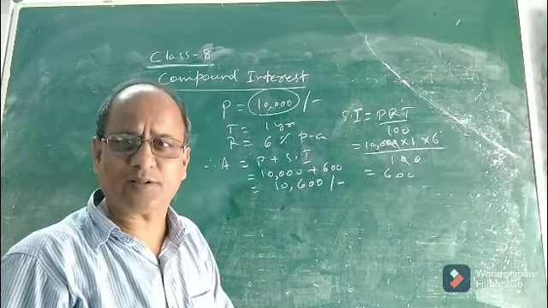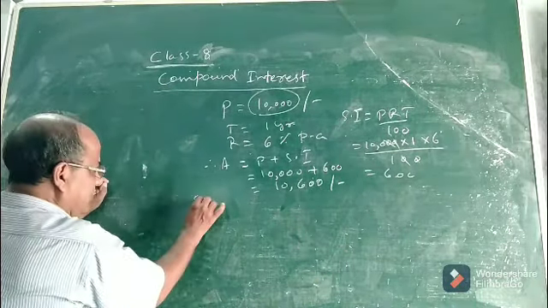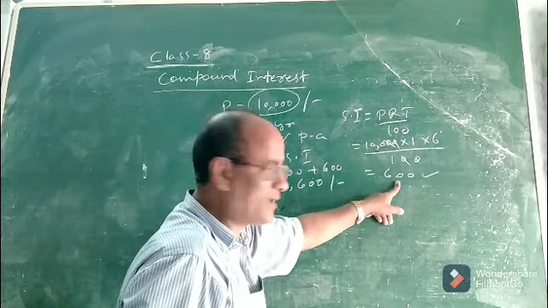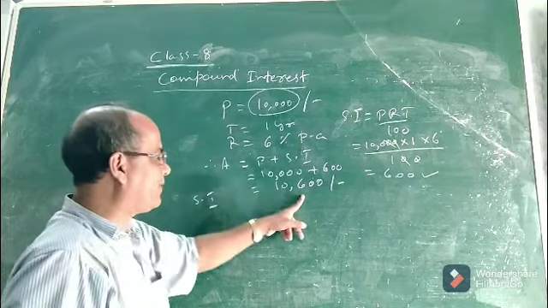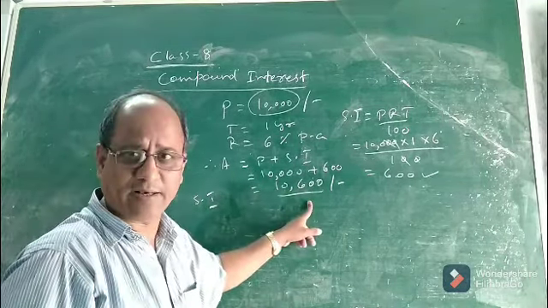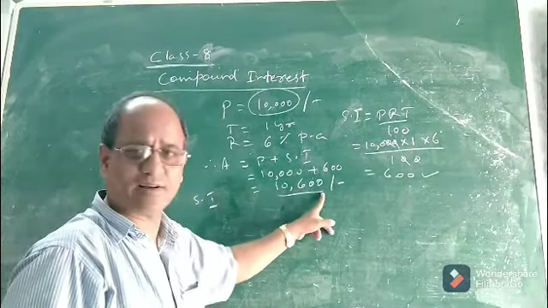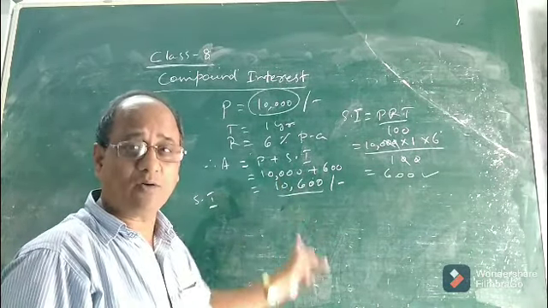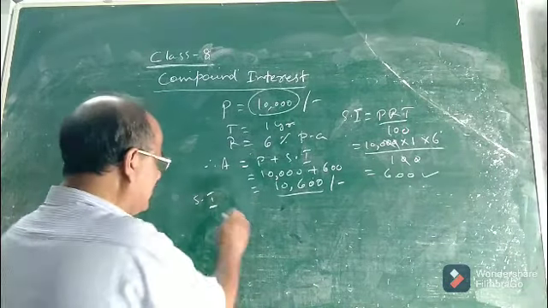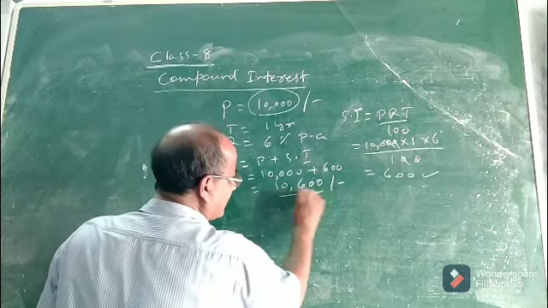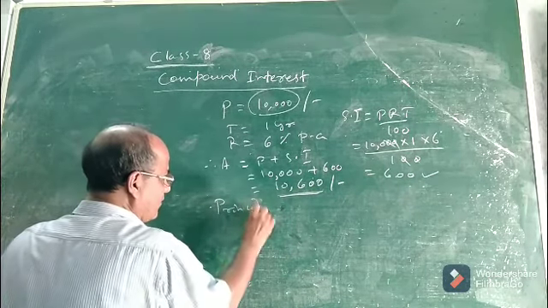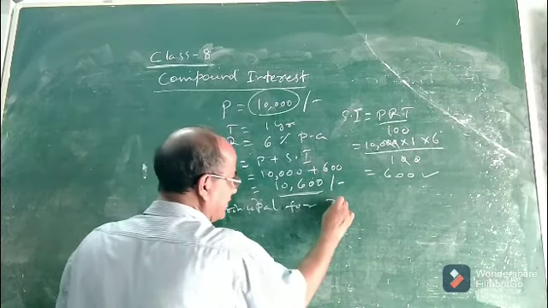So what will be the interest for the second year? Let us see. Now this is the interest for first year. You see, this is the interest for first year. It got added to the principal, and you got the amount for the second year. Okay, amount after 1 year. Amount after first year is 10,600, and this amount after first year will become the principal for the second year. You see.